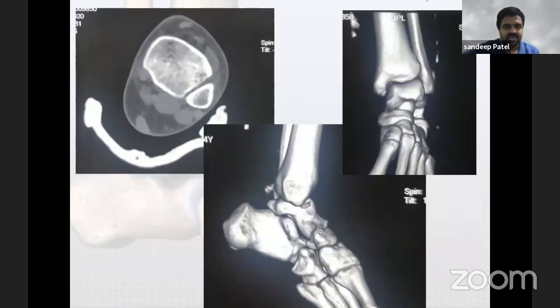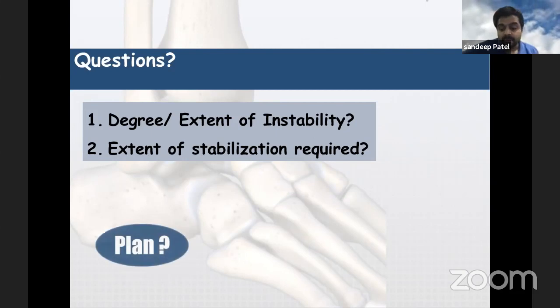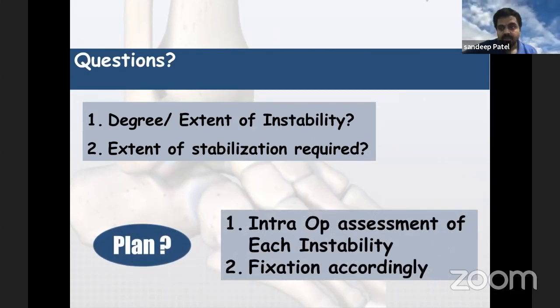For additional investigations, we took the CT scan. Surprisingly, if you don't examine clinically, the CT scan looks so normal that you wonder, should we really address this? That becomes a big part of the picture. So the question here is, what is the degree and extent of instability, and what is the extent of stabilization required in this case? So the plan: should we address only the deltoid ligament, or should the syndesmosis also be addressed?